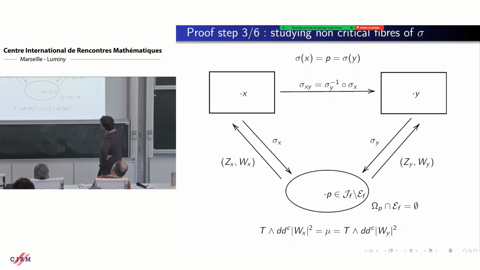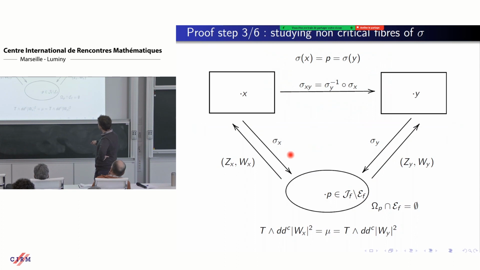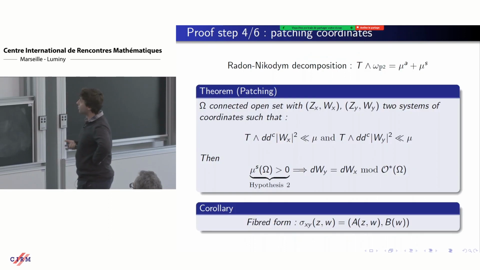So you can always do that in general, but here, because of this formula, we get something by pushing forward the formula by sigma x and sigma y, and we get this formula that gives you a description of the measure mu, the current t, with respect to the two local coordinates associated to the inversion of sigma y and sigma x. And why this is interesting is because we can patch these coordinates.